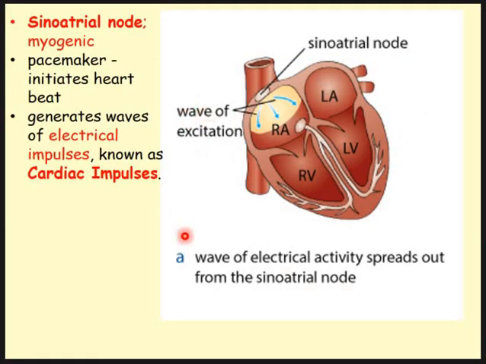Okay, so diagram A. What we've got here is our SA node in that right atrium, and that SA node is the pacemaker of the heart. It's where those cardiac impulses are generated. And it basically releases waves of electrical impulses across the atria. So they come out from the SA node and they travel across the atria. That's the first diagram.